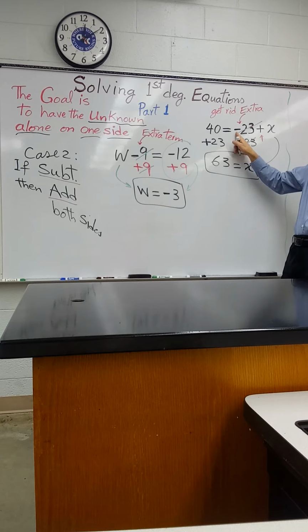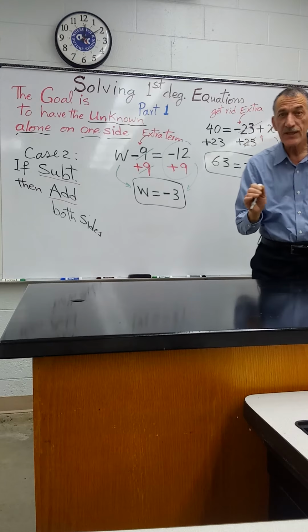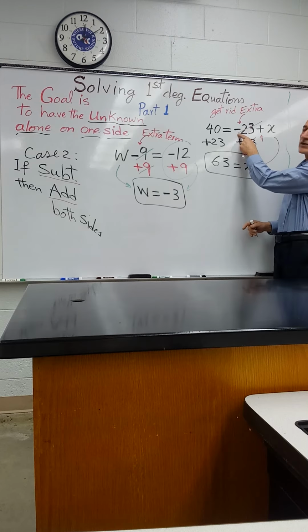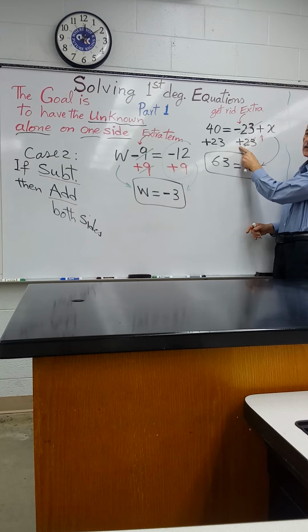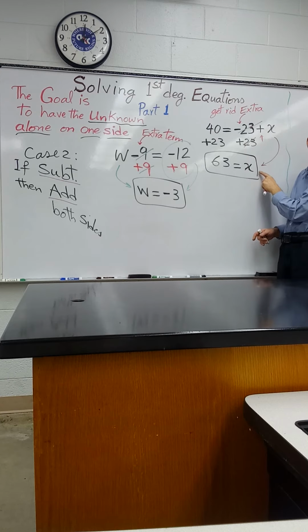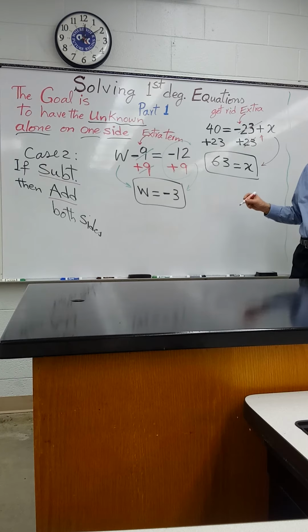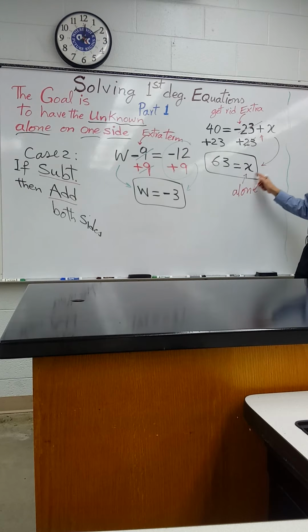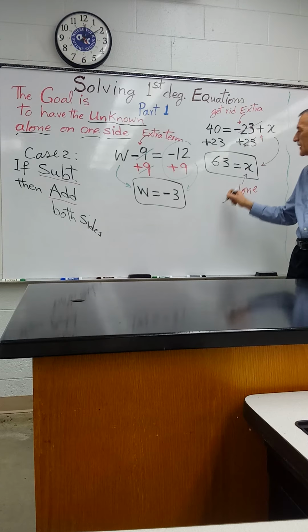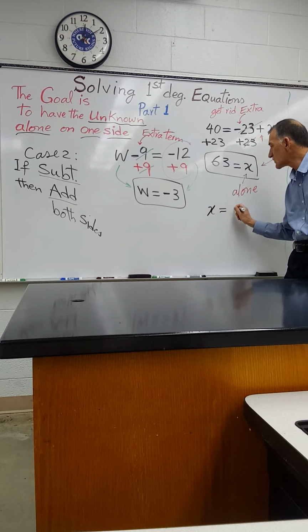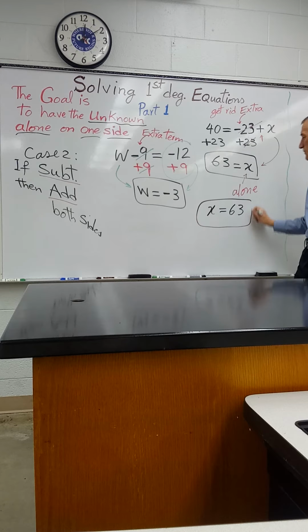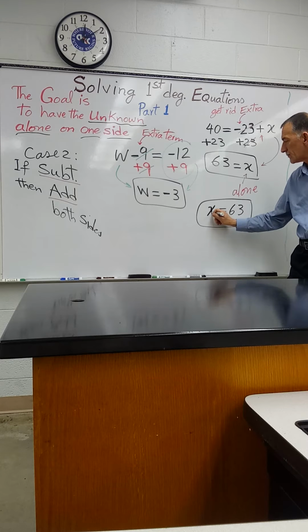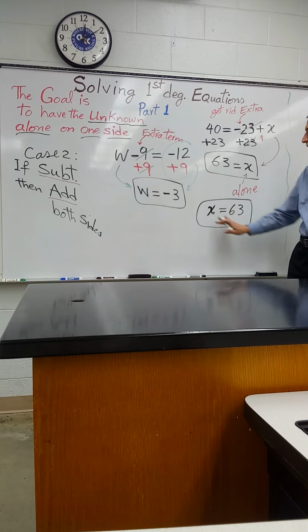So negative 23 doesn't look like it's subtraction. It actually looks like it's addition, but you care about the extra term, and the extra term is negative, so you add that number so you can get 0, and they cancel out, so x comes out alone. So once again, the goal is to get the x alone by itself on one side, and that's 63, and that's the final answer. If you were to write it in reverse, you could write x equal to 63, and box it, circle it, and then you can go home and celebrate.